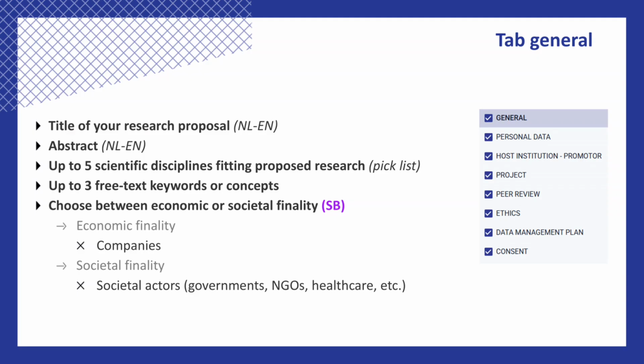The disciplines, together with the free text keywords, will be used to allocate your application to the best-fitting reviewers within the panel. If you are applying for a PhD Fellowship Strategic Basic Research, you will need to choose either Economic Finality, if the research will be mainly relevant to economic stakeholders such as companies, or Societal Finality, if the research will be mainly relevant to societal actors such as governments, NGOs, healthcare organizations, etc.